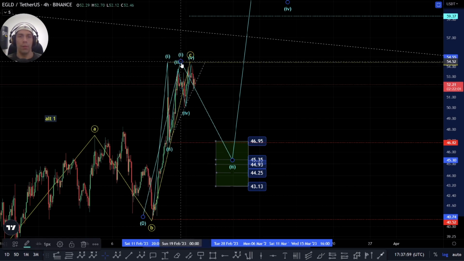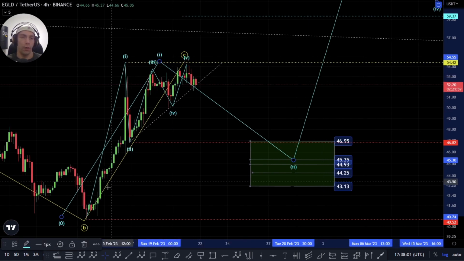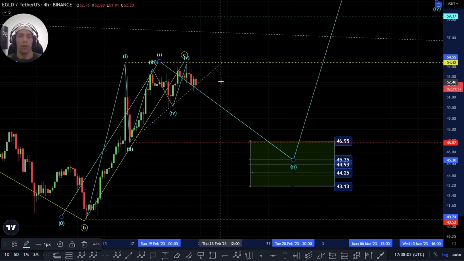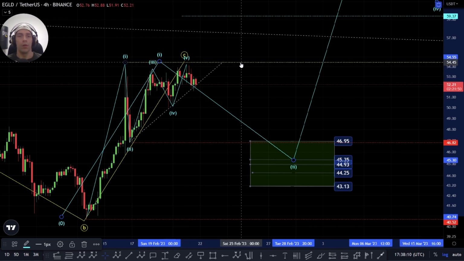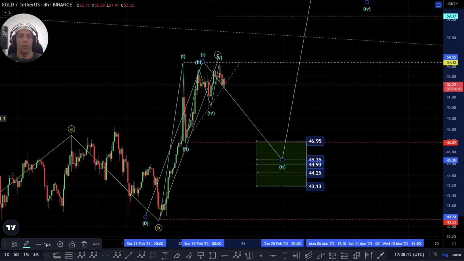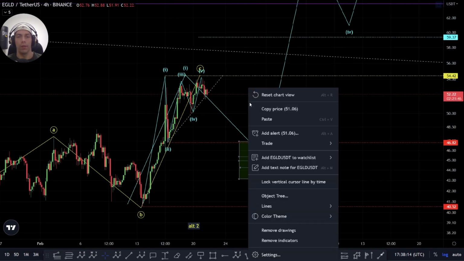So effectively, we wouldn't really want to come up anymore here if we're looking at this potentially as a diagonal to complete here. If we do break this high again of this 54.42, it's more likely we have one of the other options playing out, and we're going to discuss those now.